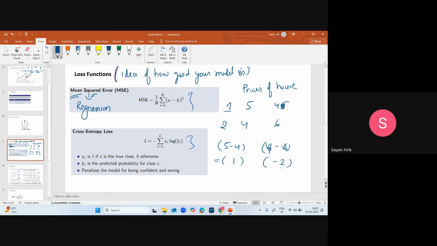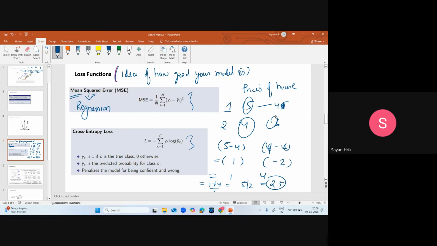Simple. Then I take the square of it. The square of this is 1. The square of this is 4. And finally I take the mean of this. So what is the mean? 1 plus 4 by 2, which is 5 by 2, which is 2.5. So this is your mean squared error, which is pretty high. And you can also see that if I look at my actual data, I have 5 and 4 and I have 4 and 6, which means there are some differences.